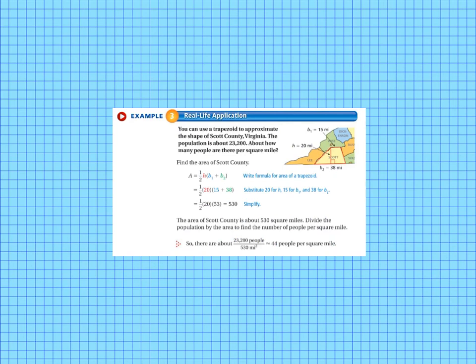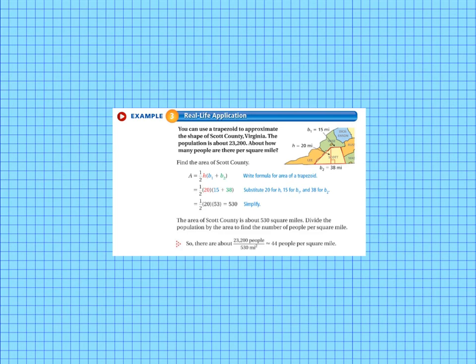Example 3 is our real-life application. It says you can use a trapezoid to approximate the shape of Scott County, Virginia. The population is about 23,200 people. About how many people are there per square mile? So first we need to find the area of Scott County.